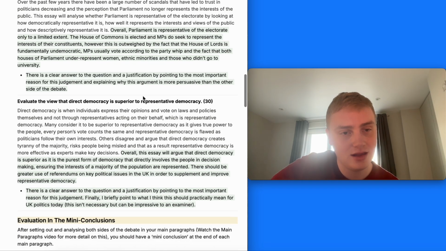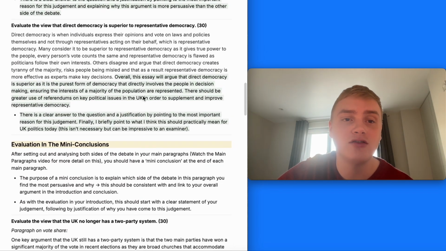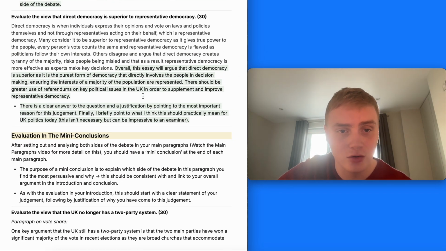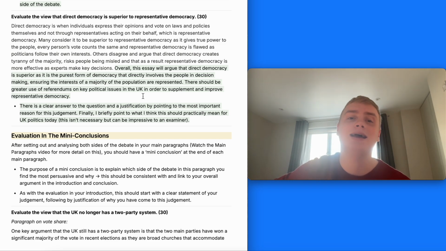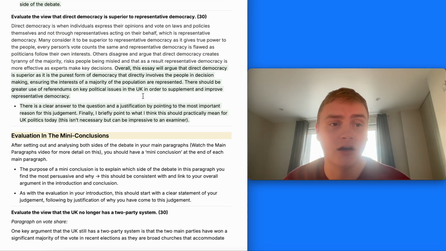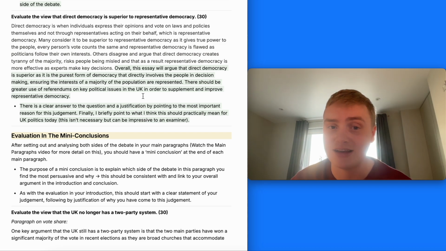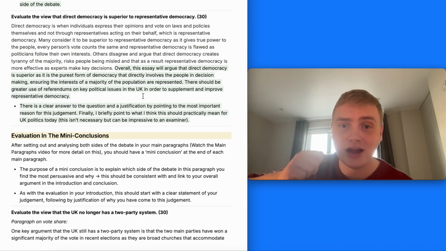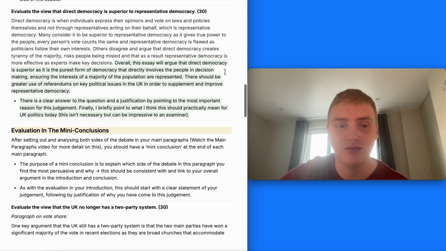And this final example here: evaluate the view that direct democracy is superior to representative democracy. Again, a really clear argument. Overall, this essay will argue that direct democracy is superior as it is the purest form of democracy, directly involves the people in decision making, ensuring that the interests of the majority of the population are represented. So there, not only have we introduced a clear answer to the question, we've really justified it with the most important reason why.